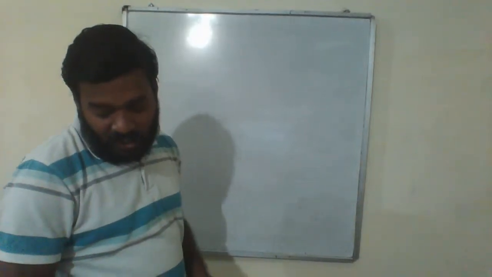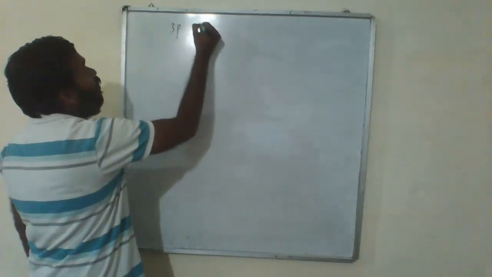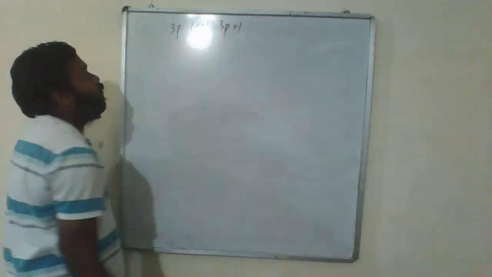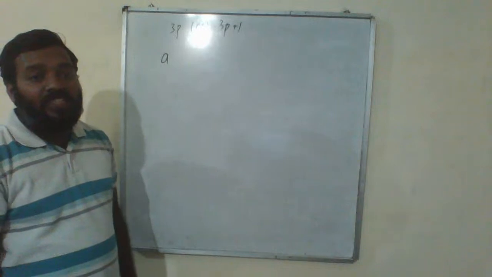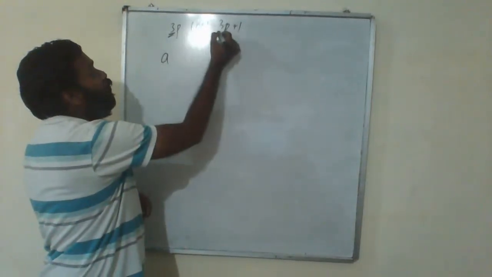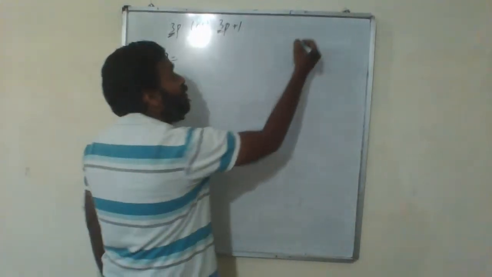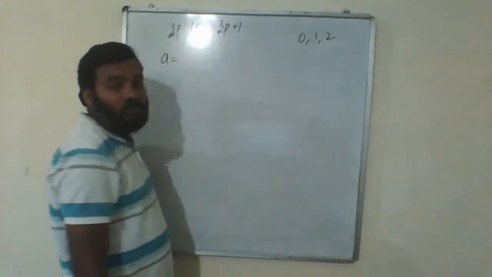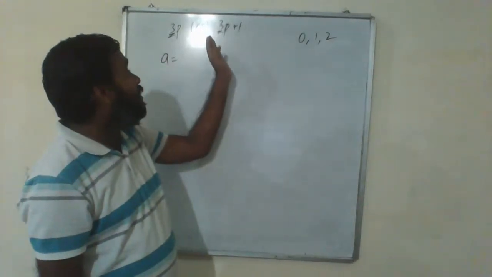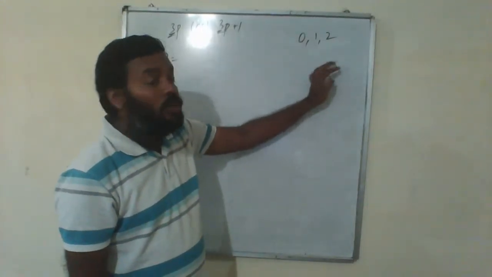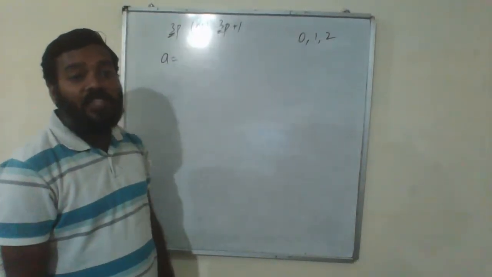By using Euclid's division lemma, show that the square of any positive integer is of the form 3p or 3p plus 1. Let us take a, b any positive integers, and here 3 is given as the divisor. Then what should be our remainders? 0, 1, 2. We can't go beyond that because the remainder should always be less than the divisor, and should be greater than or equal to 0. So 0, 1, 2 are the possible remainders whenever 3 is our divisor.